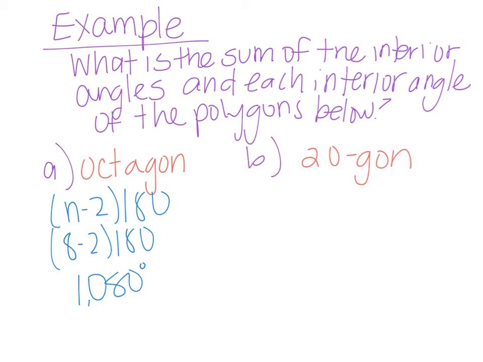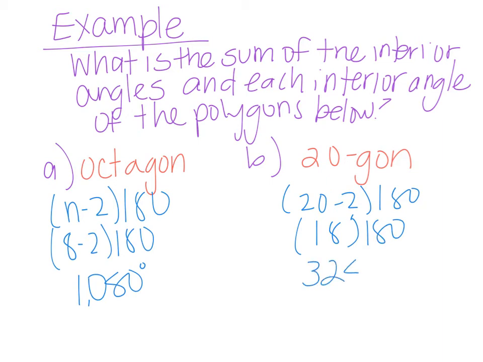For a 20-gon, there really isn't a name for a 20-gon, that's why we call it a 20-gon. We're going to do the same thing here. 20 minus 2 times 180. 20 minus 2 is 18, and 18 times 180 is 3,240.